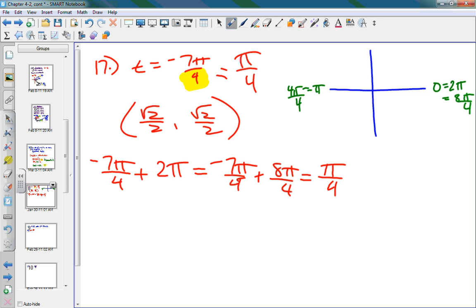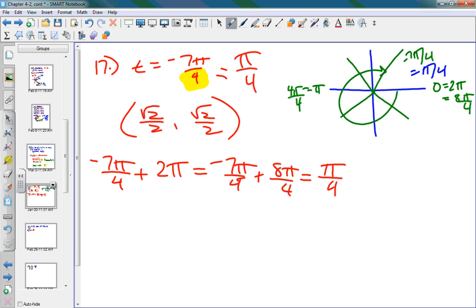So if I have a negative angle, that means I am going to be opening up. Here's going to be 1 pi over 4, 2 pi over 4, 3 pi over 4, 4 pi over 4, 5 pi over 4, 6 pi over 4, 7 pi over 4 right here is going to be my angle. That is equivalent to what positive angle? It's equivalent to the positive angle of pi over 4.